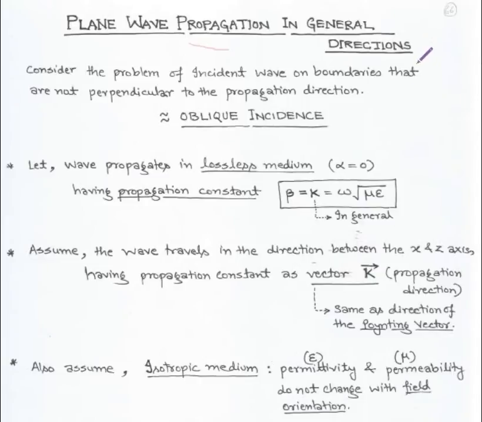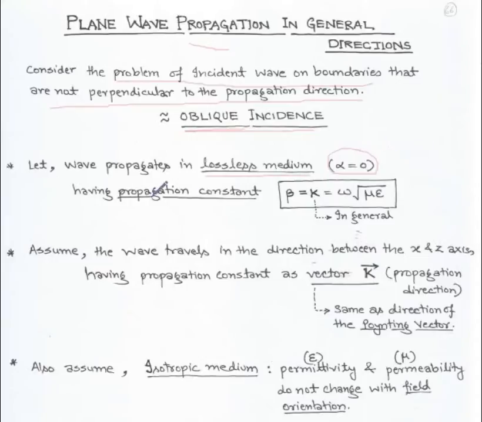But here we talk about oblique incidence. Oblique incidence means in this case the boundaries are not perpendicular to the direction of propagation. So let us talk about oblique incidence. For this we consider a wave propagating in a lossless medium. Lossless medium means attenuation constant alpha is equal to 0.